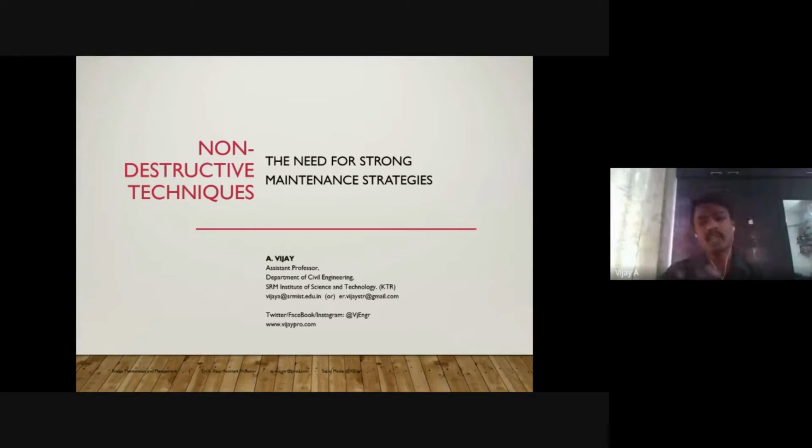Okay, on the other hand, using a sophisticated tool like an ultrasonic sensor or rebound hammer to look for defects in a certain material or asset would also be called NDT. So these are the various points that you should remember for NDT.